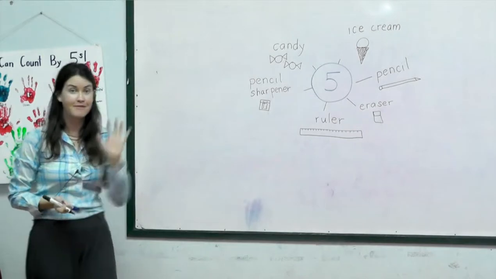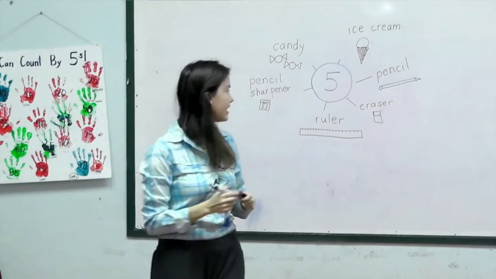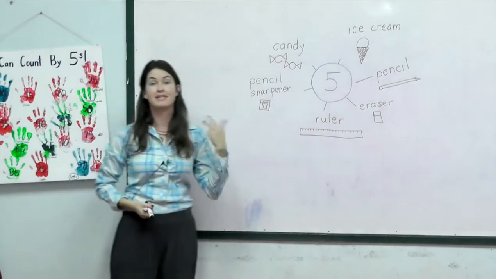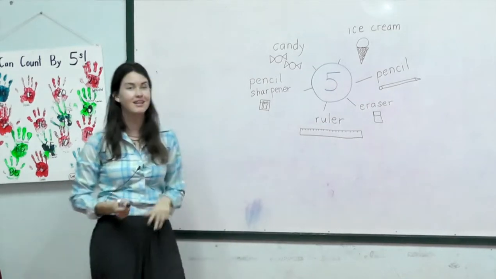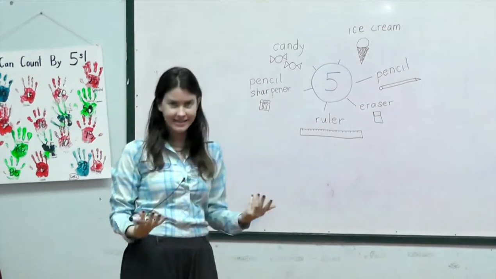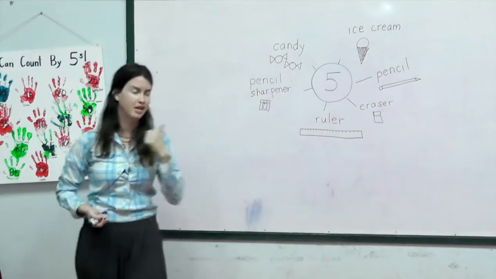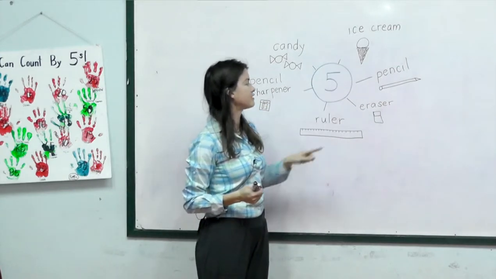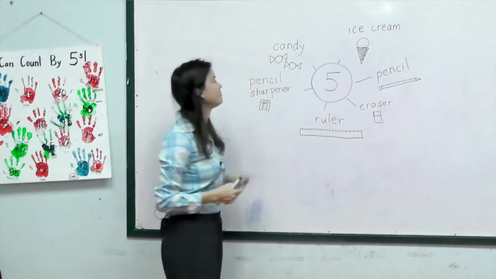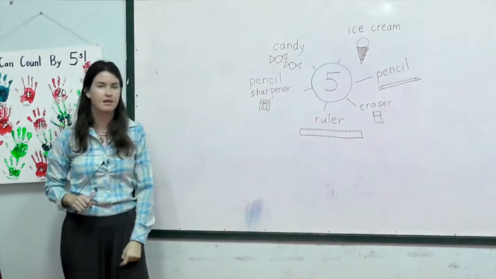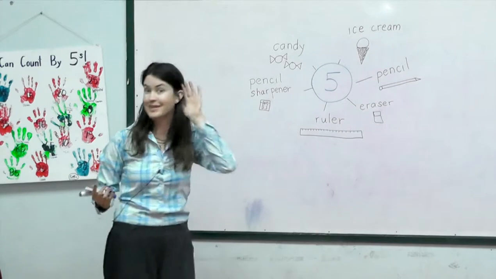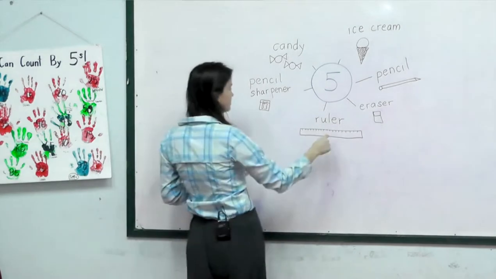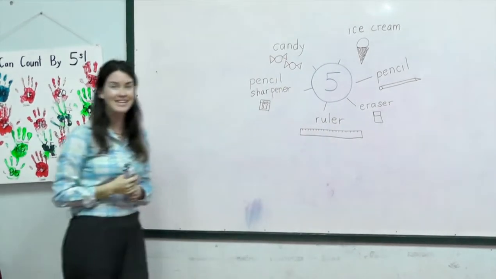That's a lot of stuff we can buy for 5 baht. That's a good deal. We can buy a pencil sharpener, eraser, a ruler, some candy, all for 5 baht. Very cool. What if we want to buy one ice cream, one pencil, one eraser, one ruler, one pencil sharpener, and one candy? How much will that cost? 30. Why is it 30? 5, 10, 15, 20, 25, 30. That's right. You got it, friends.